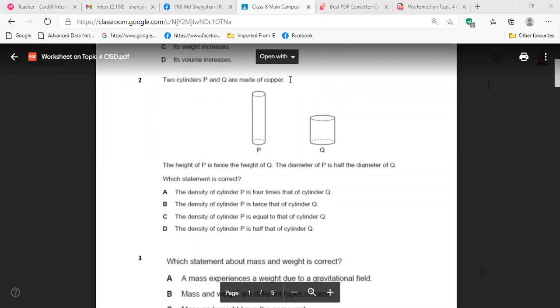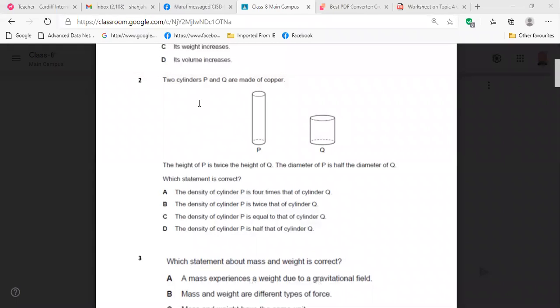Both are made from copper, right? Yes, sir. So their density should be the same. If the material is the same, the element is the same, the density should also be the same, right? Equal. Same.